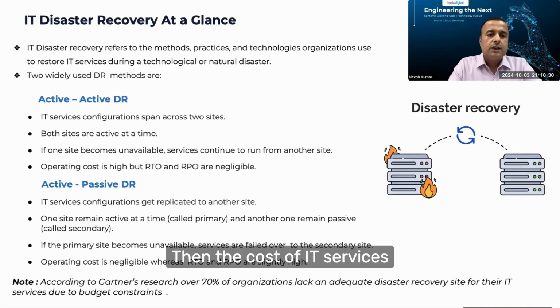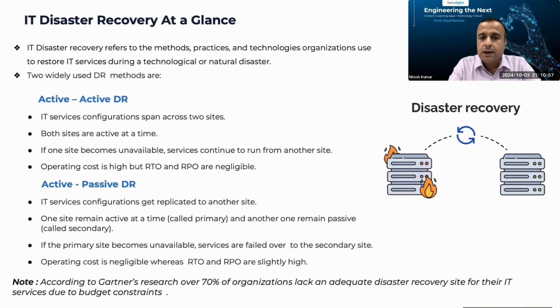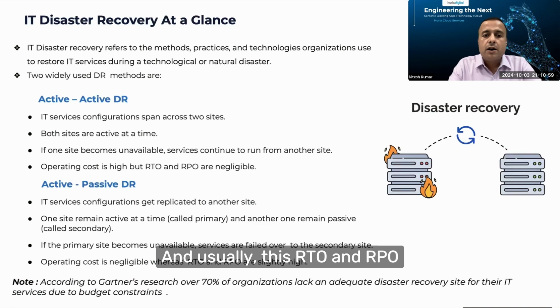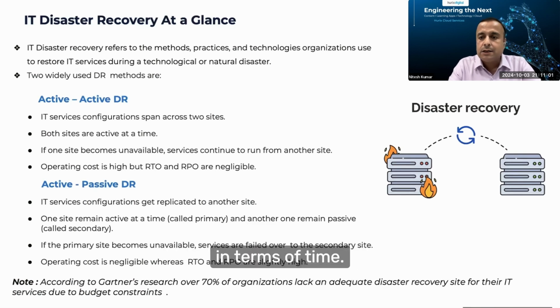Then the cost of IT services happens to be high, but you get the benefit of lowest RTO and RPO. RTO, recovery time objective, is the time taken to restore from or recover from a disaster, and RPO, that is recovery point objective, is the amount of data a business organization or IT organization is supposed to lose in case of disaster. And usually, both RTO and RPO are measured in terms of time.